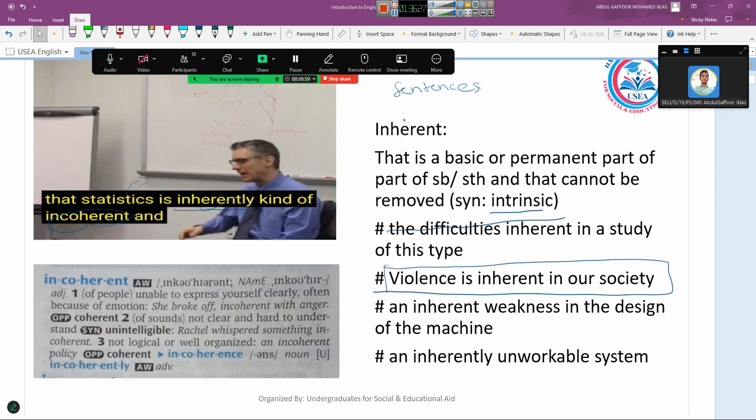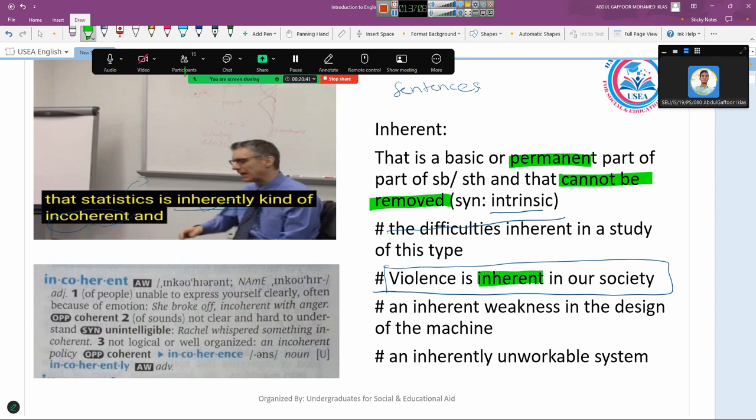Did you understand the meaning of this sentence? Violence is inherent in our society. It exists as permanent in our society, right? So if you want to highlight, inherent means permanent, which cannot be removed. Something that is permanent and which cannot be removed is called inherent, right? So violence is inherent. Inherent is used like beautiful in this context. For example, she is beautiful, a beautiful lady. So this is an adjective. Violence is inherent in our society.